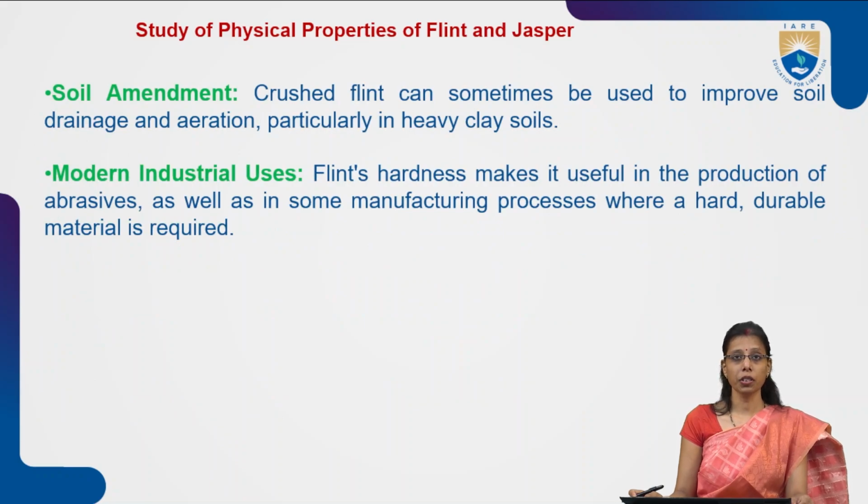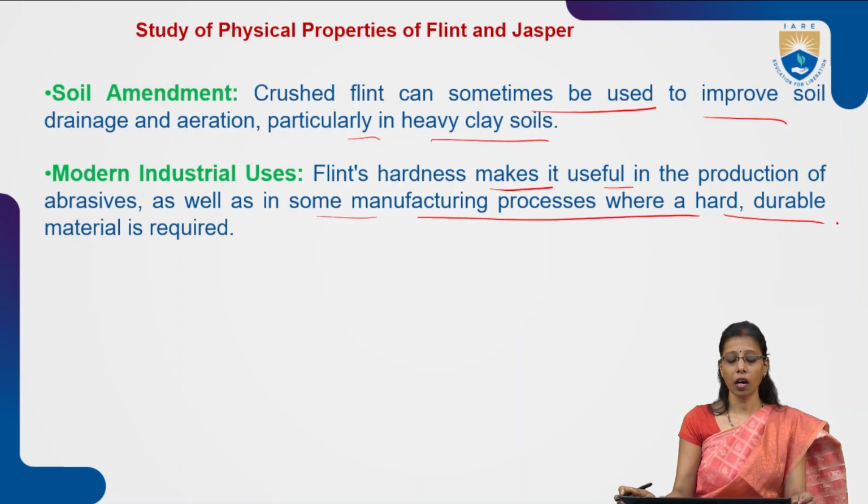Now, soil amendment. It is applicable in soil amendment also. Crushed flint, as it contains quartz inside, can sometimes be used to improve the soil. It can be used to improve soil drainage and aeration, particularly in heavy clay soils. And in modern industrial uses, flint's hardness makes it useful in the production of abrasives as well as in some manufacturing processes where a hard durable material is required.